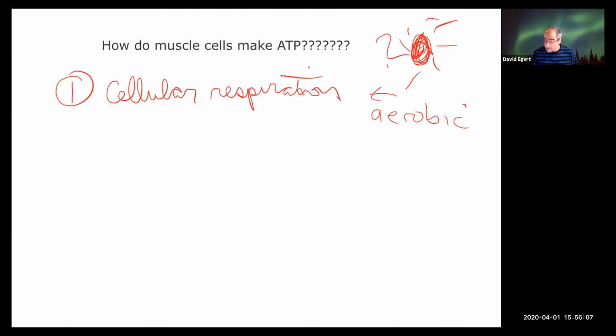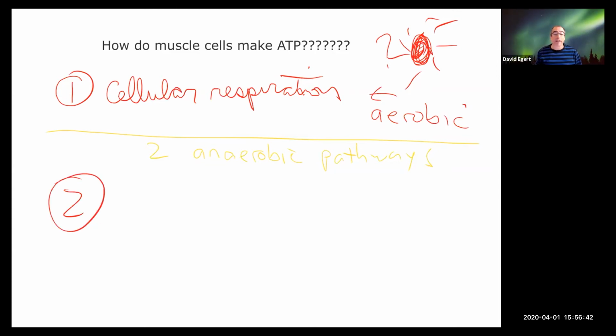This is happening in the mitochondria. There are going to be a couple of anaerobic pathways. So we're going to have two different anaerobic pathways to make ATP. And both of them are going to be faster than waiting around for all the steps of cellular respiration in the mitochondria to happen.